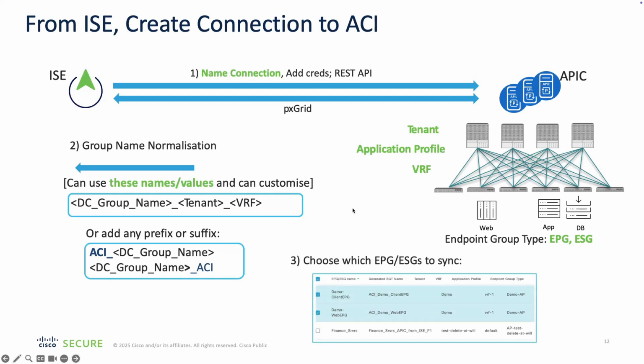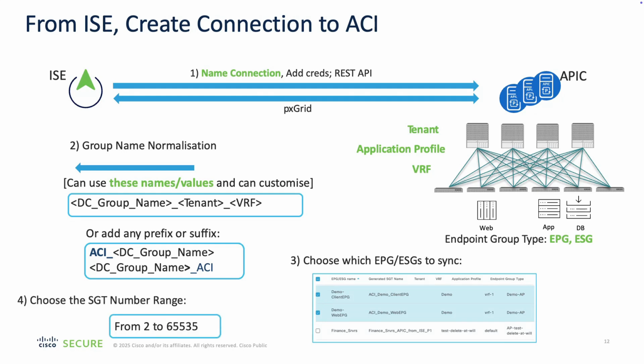And this is where you choose the EPGs or ESGs in ACI. Which ones do you want to learn into ISE? It's a choice. You don't have to learn them all. And of course, there's a number which is associated with an SGT as well in ISE. And you can choose a range of numbers you want to use when you're importing in from the data center. So, for example, from 1000 to 1099, you might want to reserve for groups learnt from ACI.